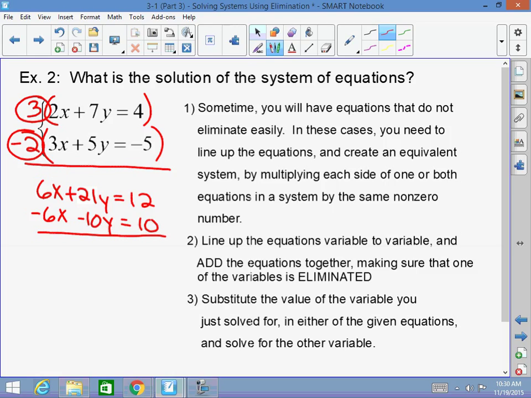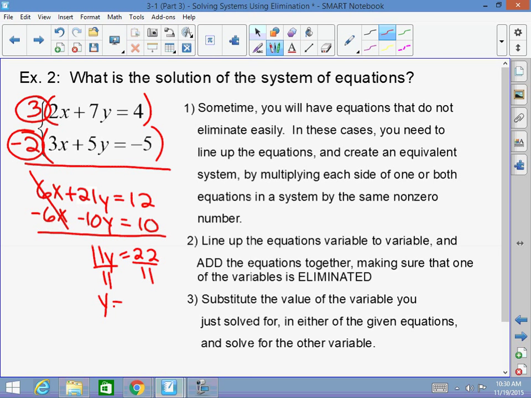In this case, guys, you have to eliminate one. A lot of times people will get all confused and frazzled, and they're like, oh, I can't figure it out. Yeah, because you didn't eliminate anything. You have to eliminate. So now the x's go bye-bye. I'm left with 11y equals 22.